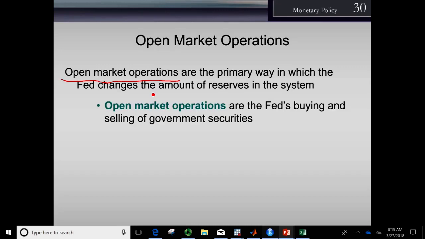So with open market operations, the Fed is going to buy government securities. When we looked at the balance sheet for banks, one of the assets that banks hold on to is government bonds. And that happens to be an asset that the Fed holds as well. The Fed holds a lot of treasury bonds, and they can buy and sell those bonds in order to create and destroy reserves in the banking system.